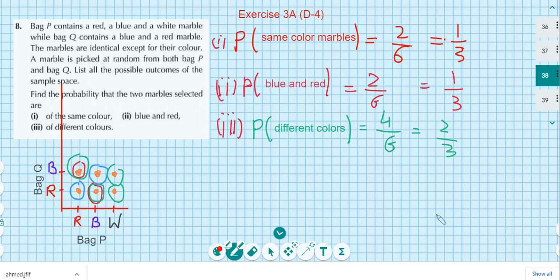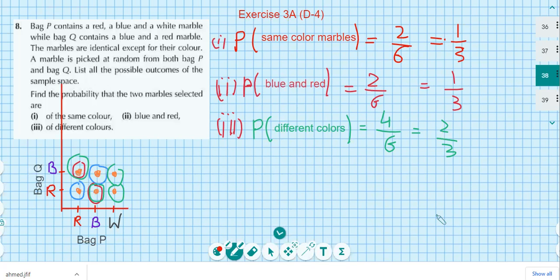This is lecture number 2 of chapter number 3 of your D4 book. So we start this lecture with question number 8. Bag P contains a red, blue, and white marbles, while bag Q contains a blue and red marble. The marbles are identical except in their colors. A marble is picked at random from both bags P and Q. List all the possible outcomes, the sample space.